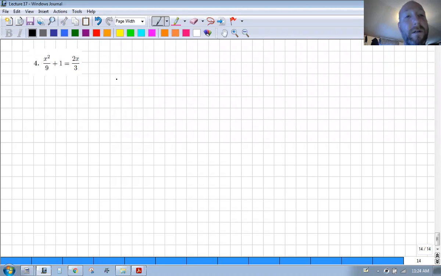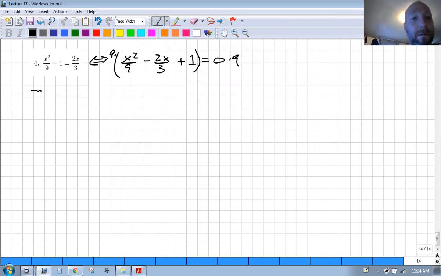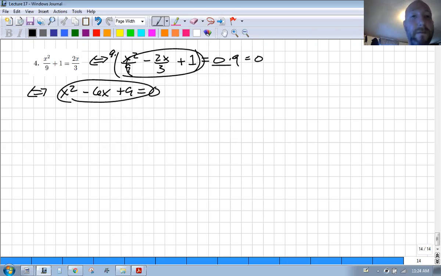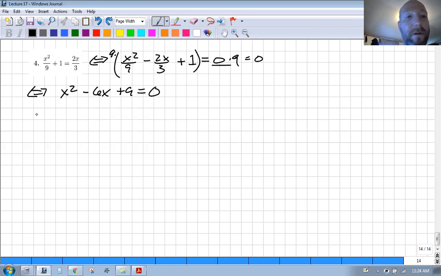All right, this one. I got an x squared over 9. I'm going to take this 2x over 3. So I have this. This one sucks. I don't like all these fractions. So I'm gonna multiply both sides by 9. That gives me x squared. And then 9 over 3 is 3, so this would be a 6x. It's 9. 9 times 0 is still 0. So I'd rather deal with this than deal with that. They have the exact same solutions.